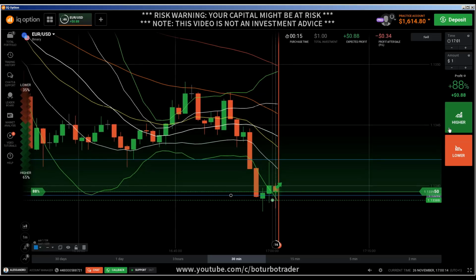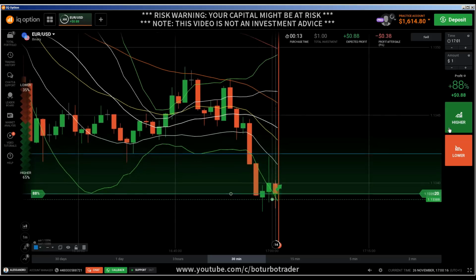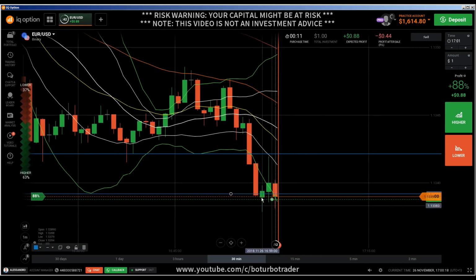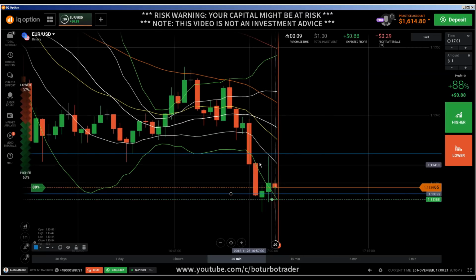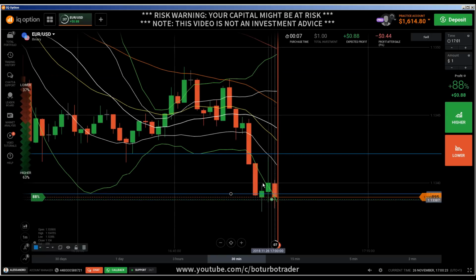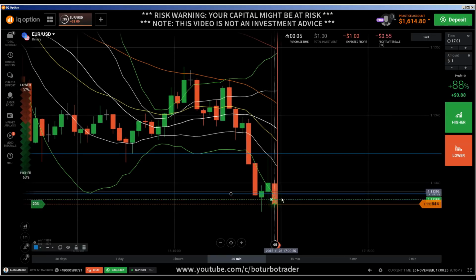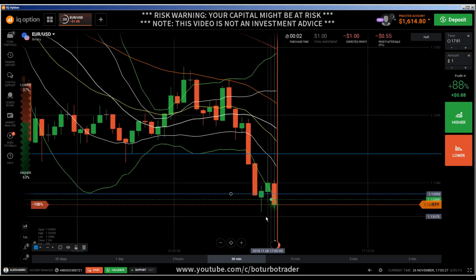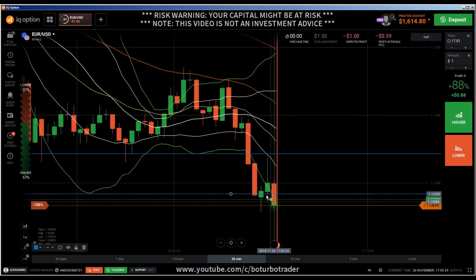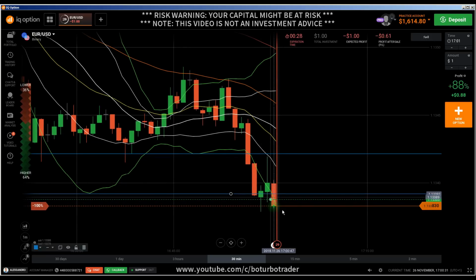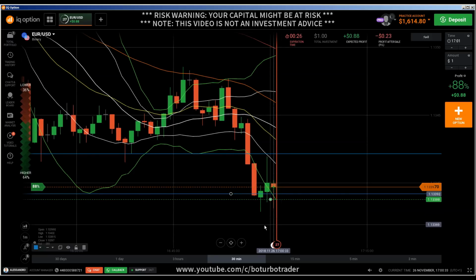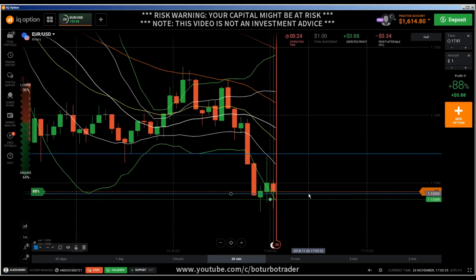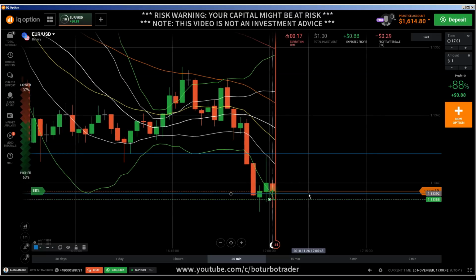So I have done a call here because this kind of pin bar is showing me not selling pressure, it's showing me buying pressure. Yes, and that's the reason why I entered into a call, because I'm pretty much sure that this candle will close above this level at the end of the expiration time. Yes, and only in the purchase time, like I have explained in the ebook, it's doing some kind of panic. And that's the reason why I entered into a call.